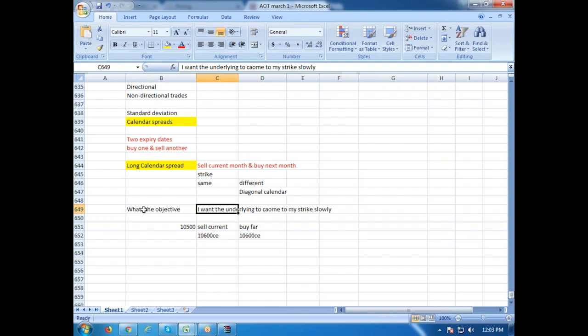So my objective is that I want the underlying to come there slowly. Now why do I want this to come slowly? The reason being, if it comes all at once, it can go away from my current strike price. Suppose today I did this 10,600 call and tomorrow it reaches 10,600, what will happen? There is a possibility that it can move away from the strike price of 10,600. So it will change the payoff graph. How will it change? Let me explain that. So sell current month and buy far month is the trade.